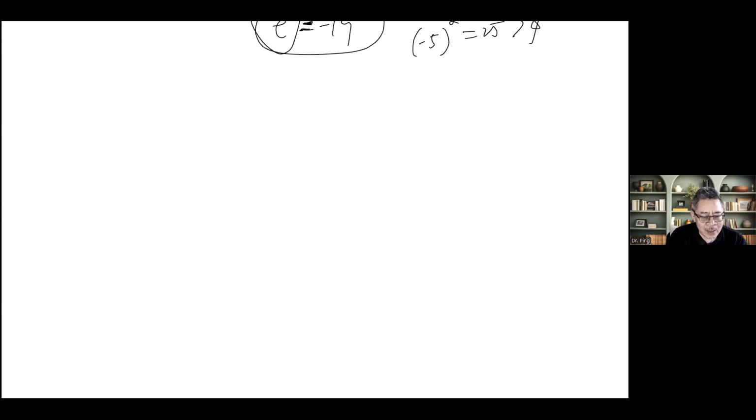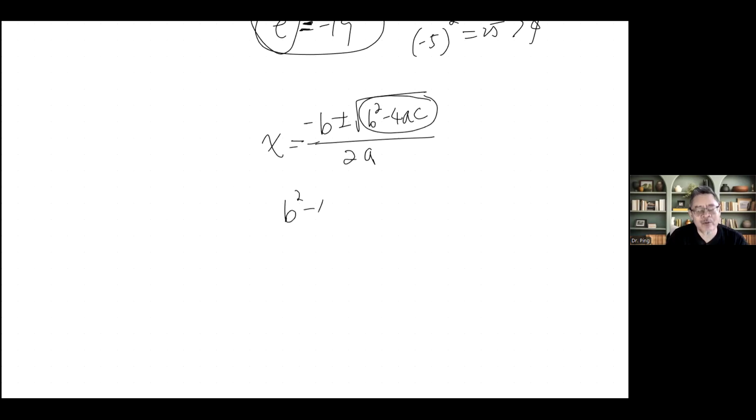We notice that because our formula is like this: negative b plus or minus the square root of b squared minus 4ac, over 2a. So just look at this part. If b squared minus 4ac is greater than 0, then we have a real number solution. That's no problem. And if b squared minus 4ac equals 0, then this part is 0. So therefore, our solution only has one number.